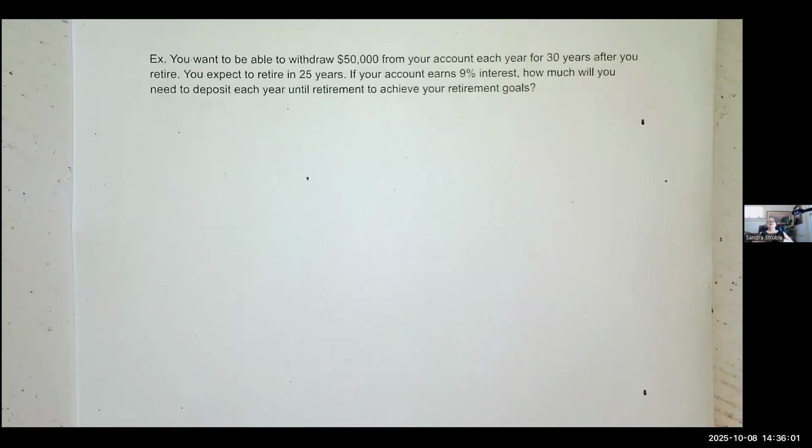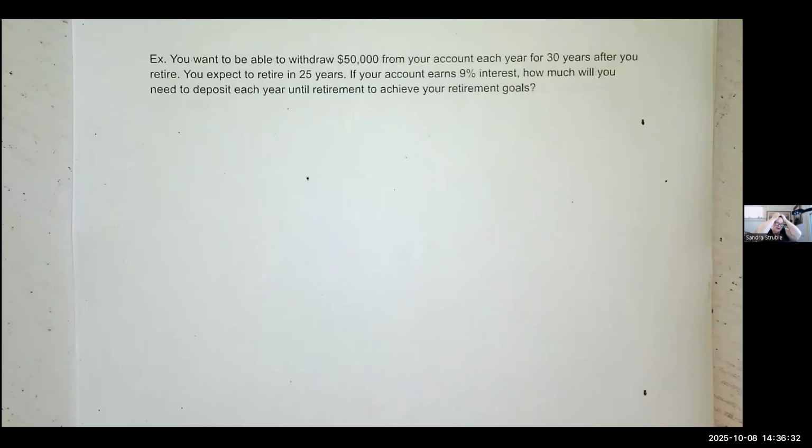So again, we're going to use two formulas here, but we've got to first use the payout annuity formula to find out how much money we need at the beginning of the retirement. Then we have to use the annuity formula to find out how much we need to pay in to have that money for when we retire. So we have to do both pieces of this.